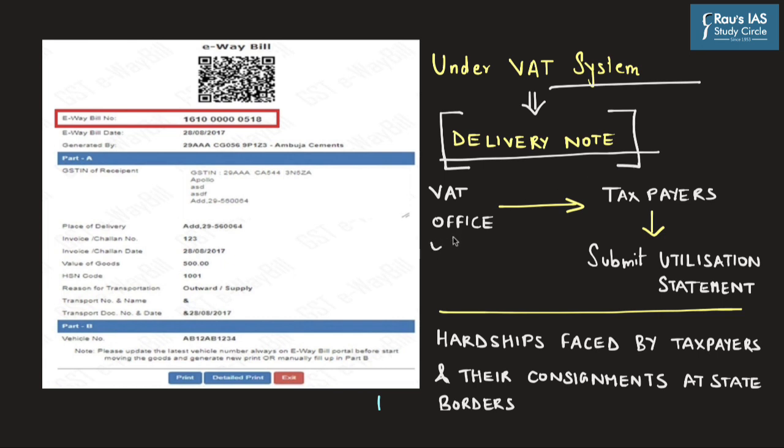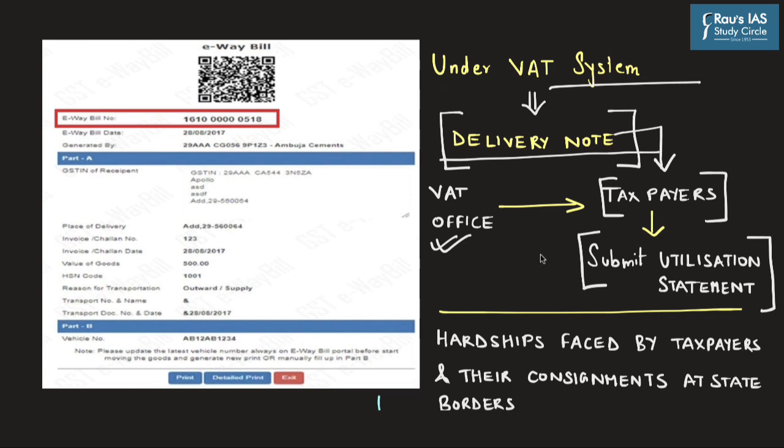So the VAT office used to issue these delivery notes to the taxpayers, and the taxpayer at the end of the month had to submit a utilization statement. Now to obtain these delivery notes under the old system, the taxpayer had to visit the VAT office or the revenue office of the government.